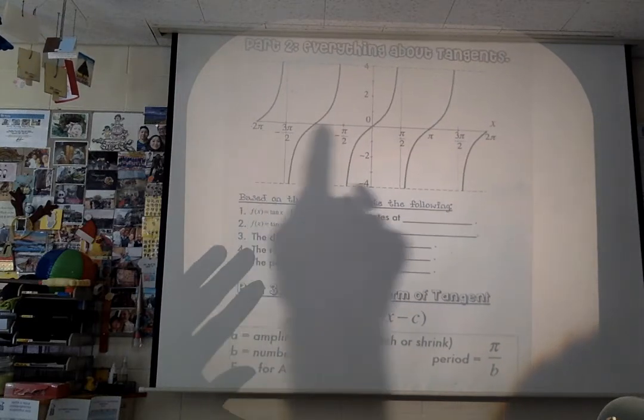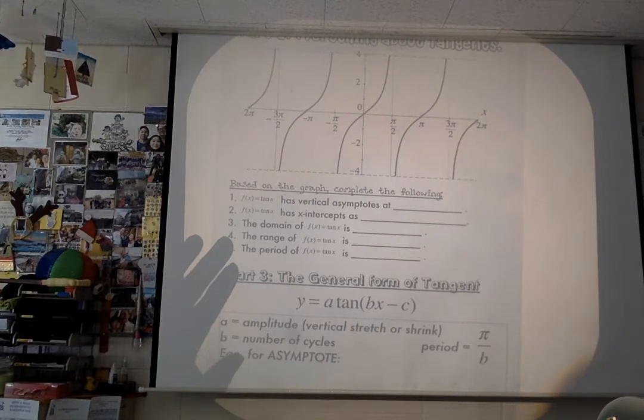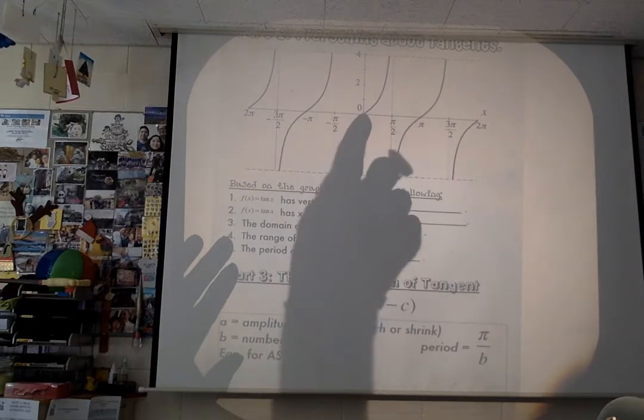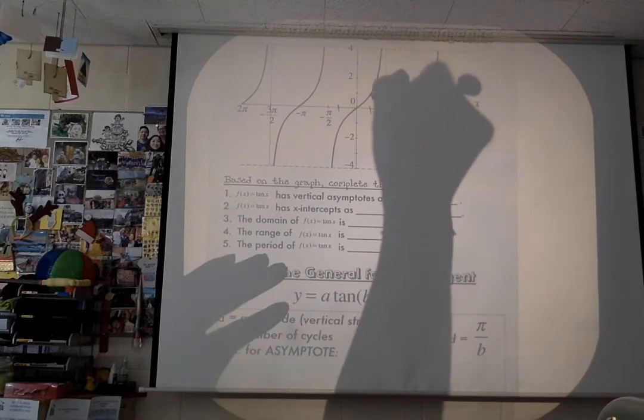Part 2. Go to the next page. Part 2, it looks like this. And this is exactly what we graphed, huh? Okay? Period is going to be pi, right? And the center, there's always a center, and the 2 other points is all I'm going to need from you. 2 other points, here and here.